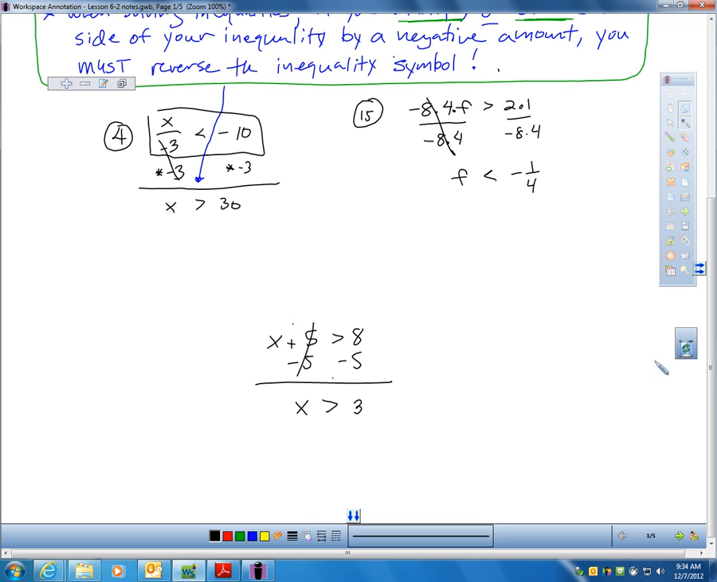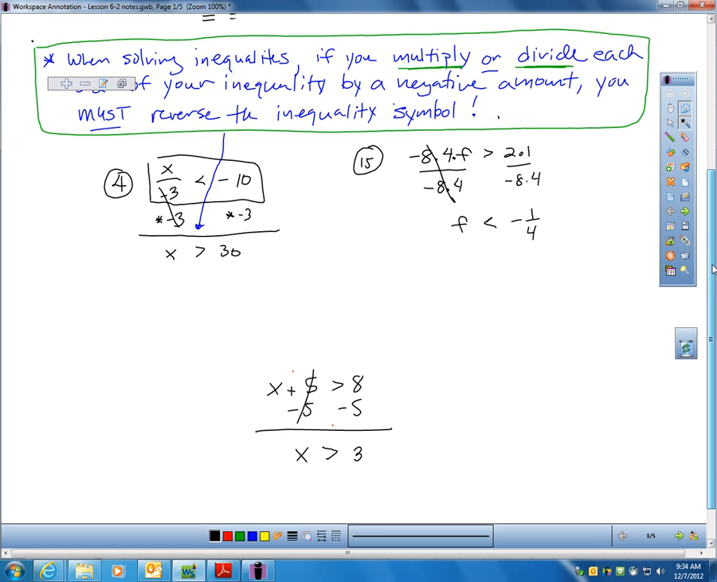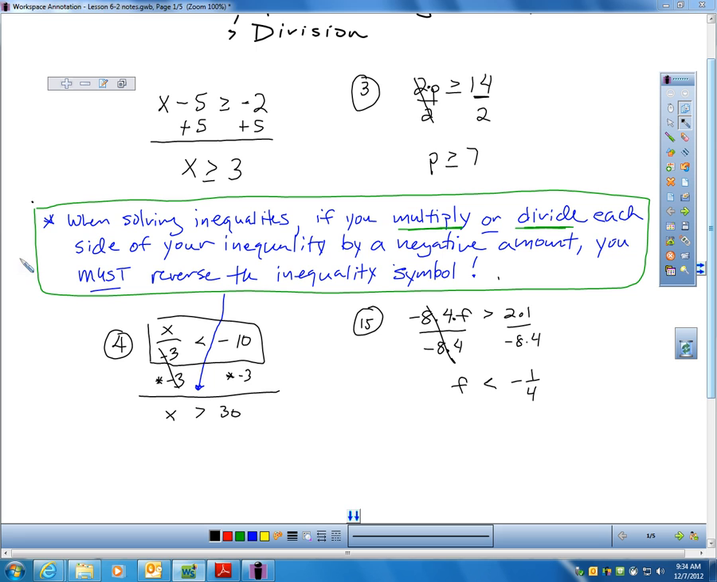I think that is adequate for what we needed to know from this video. We're going to solve inequalities and still graph them. Again, the big deal today would be right here. If you multiply or divide each side of an inequality by a negative amount, you must reverse that inequality symbol.